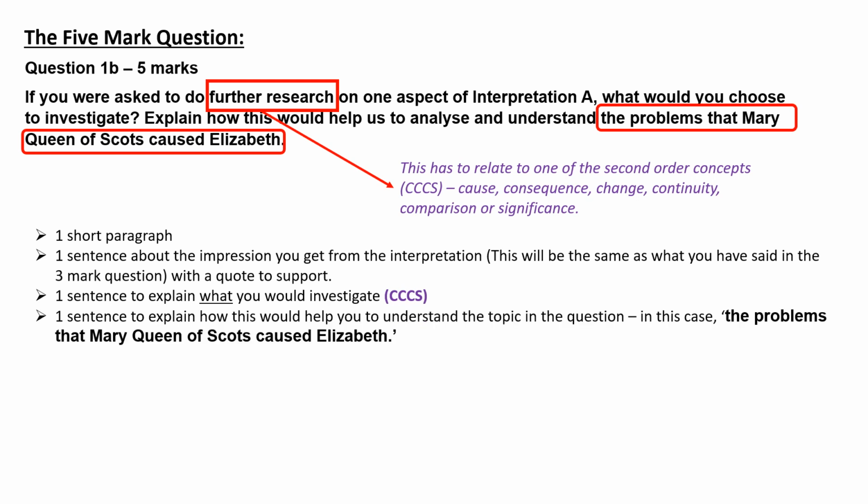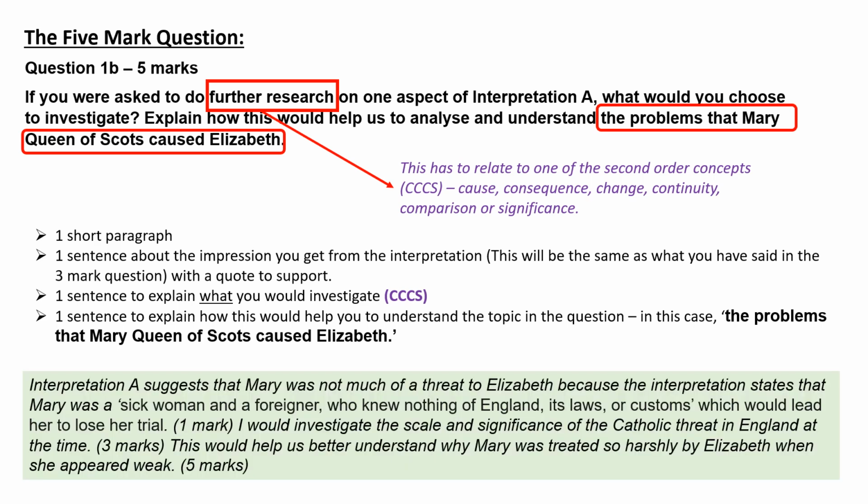And then a sentence to explain how this would help you to understand the topic in the question. So in this case, the question states the problems that Mary Queen of Scots caused Elizabeth. So this is what we would need to explain if we were to answer this question. So let's have a look at an example paragraph together.